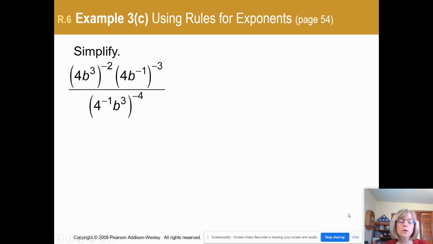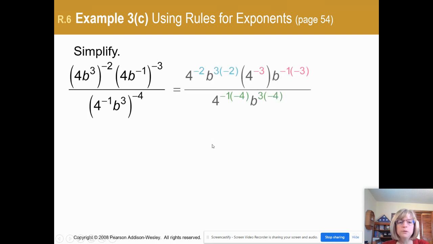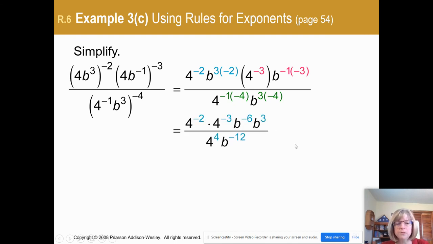Here we have a little bit more complicated expression. So we're going to start off by getting rid of these parentheses. This negative 2 exponent applies to both the 4 as well as the b cubed. This negative 3 exponent here applies to both the 4 as well as the b to the negative 1. And this negative 4 exponent applies to 4 to the negative 1 as well as b to the third power. And that's what we see here. Now we have a whole bunch of negative exponents that we need to do something with.